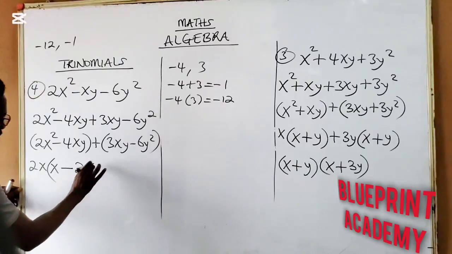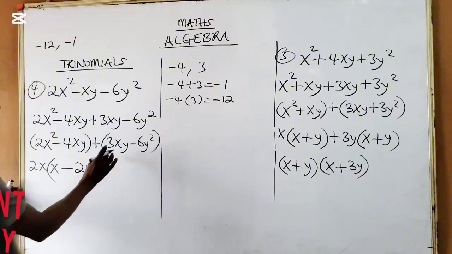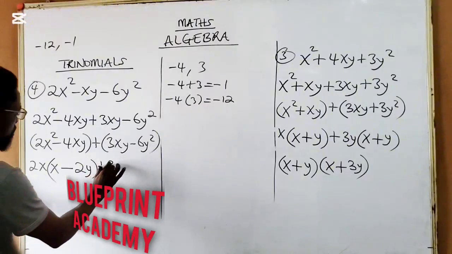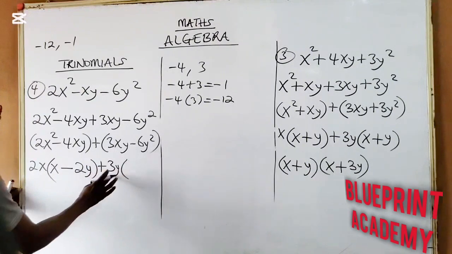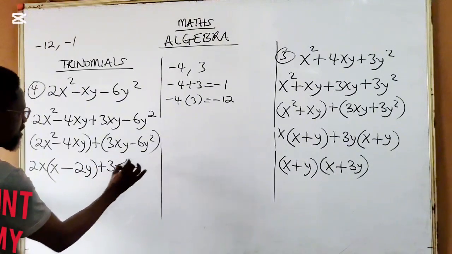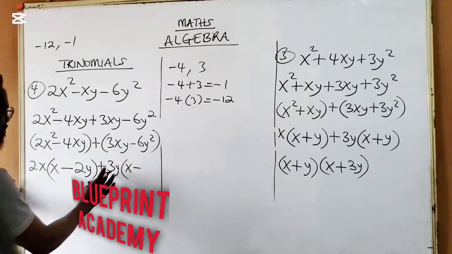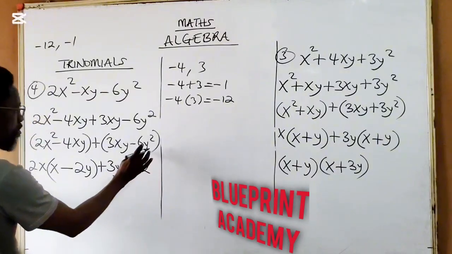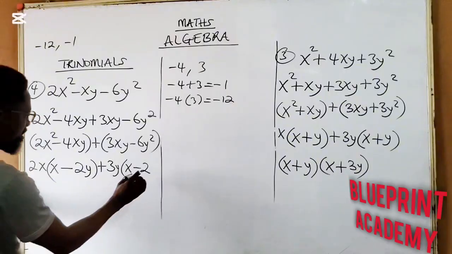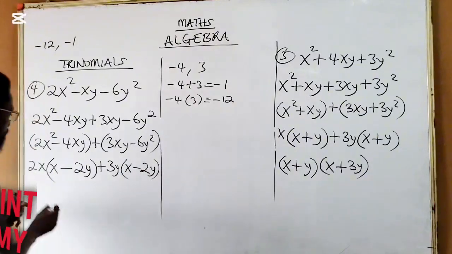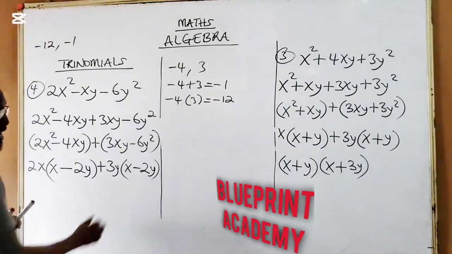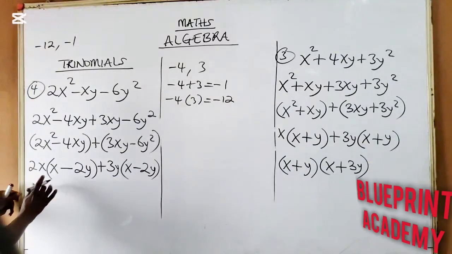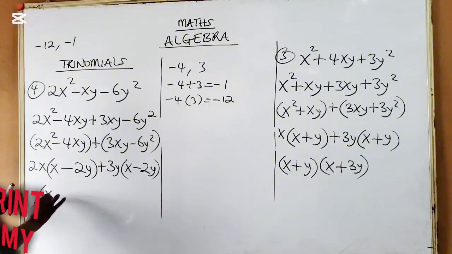We have plus. Here the common factor is 3y. So now 3xy divided by 3y will give us x. Minus. Then 6 divided by 3 is 2. y squared divided by y will give us y. So here we get x minus 2y, and here is also x minus 2y. So I'll take one x minus 2y.